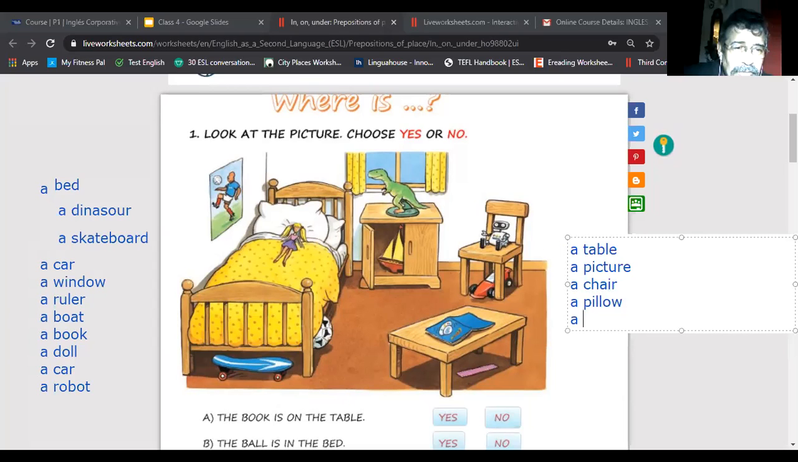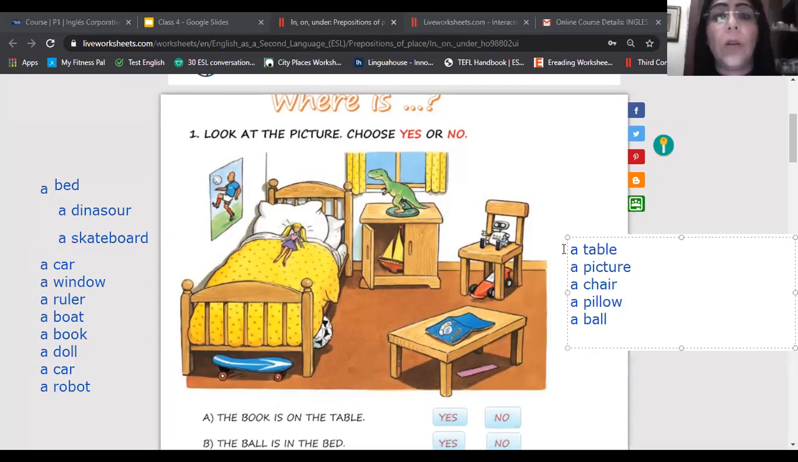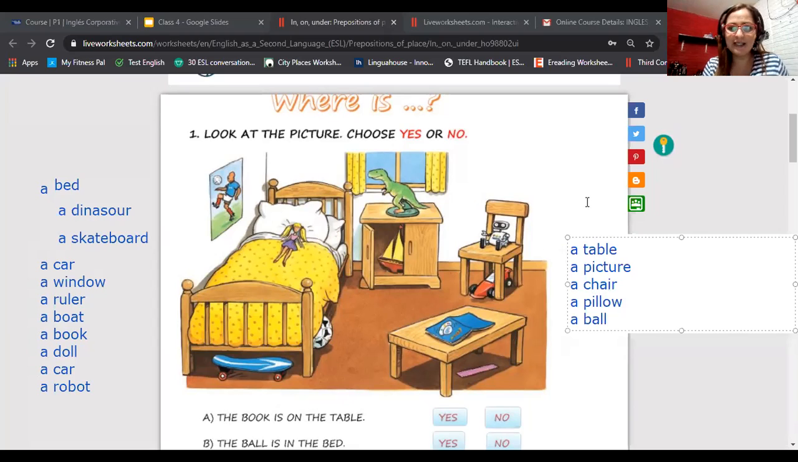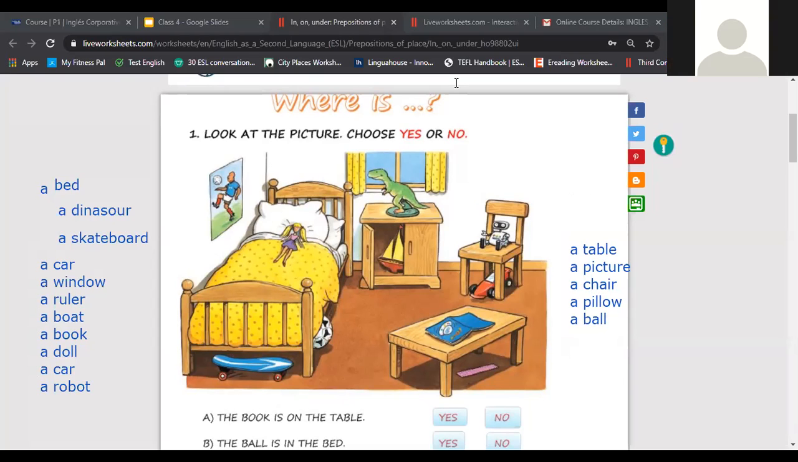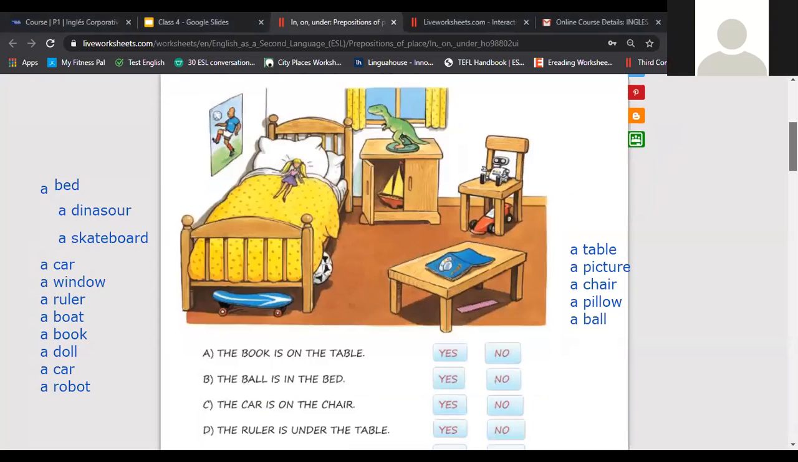A ball? Where's the ball? There is a ball. I see a ball. Okay, very good. Okay, and I guess that's it. And with that information, with the picture, we are going to locate places. To locate the objects in a place, okay?